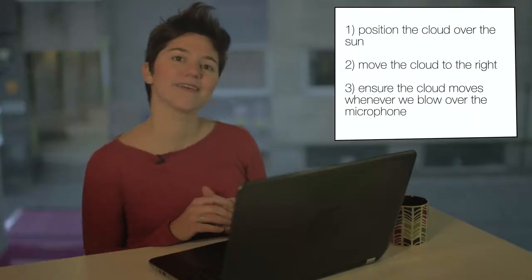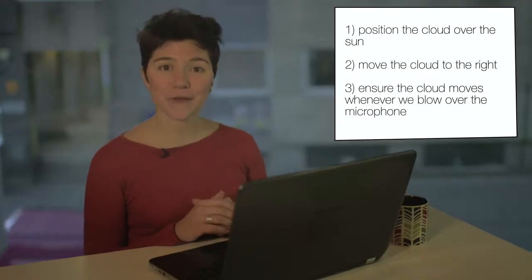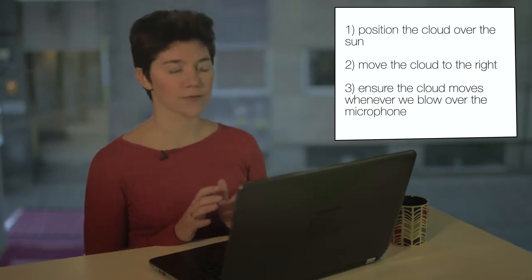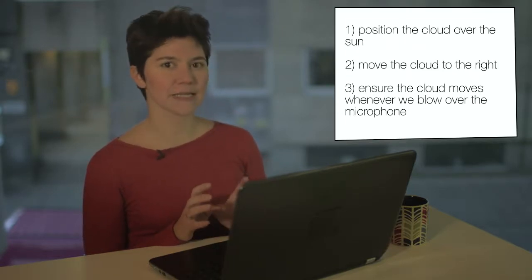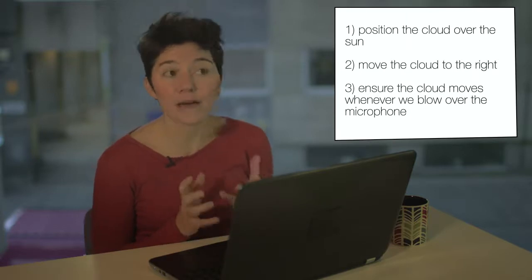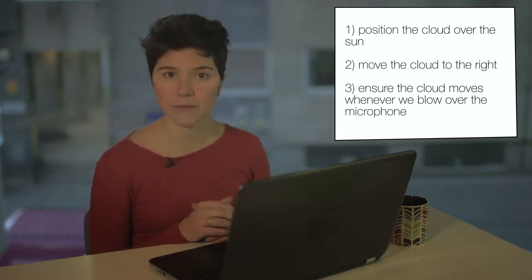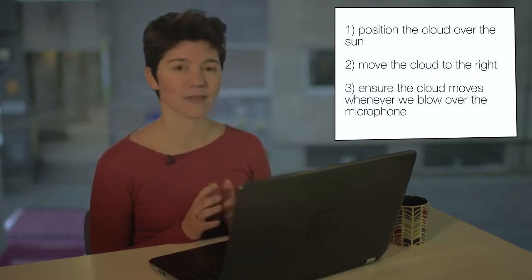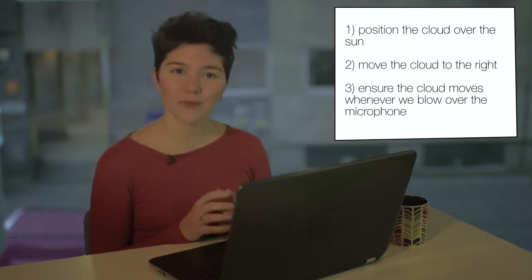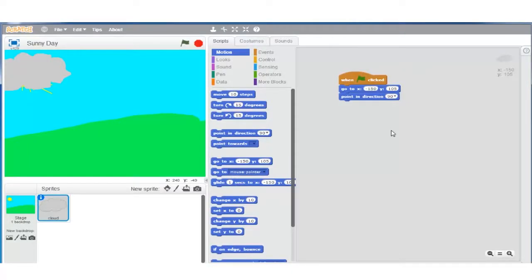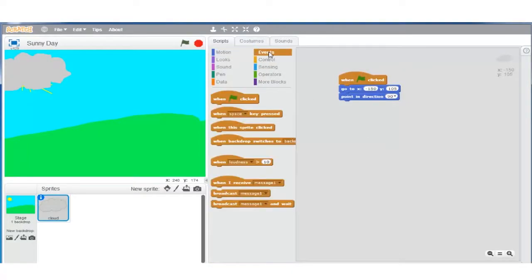We now want to program the third part, which says that whenever we blow over the microphone, the cloud moves. Whenever means essentially continuously, if, forever if. So we want the program to repeat this behavior forever. If a blow is detected, in this case a loud sound, move the cloud a few steps to the right. We'll use the forever and if-then blocks from the control palette.